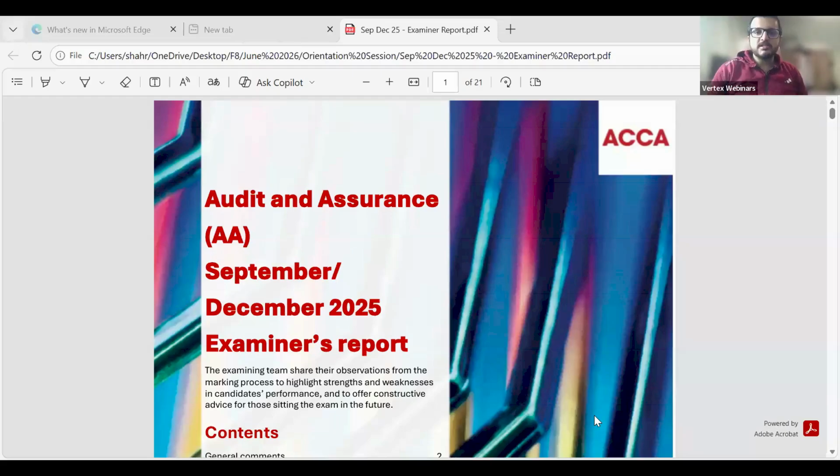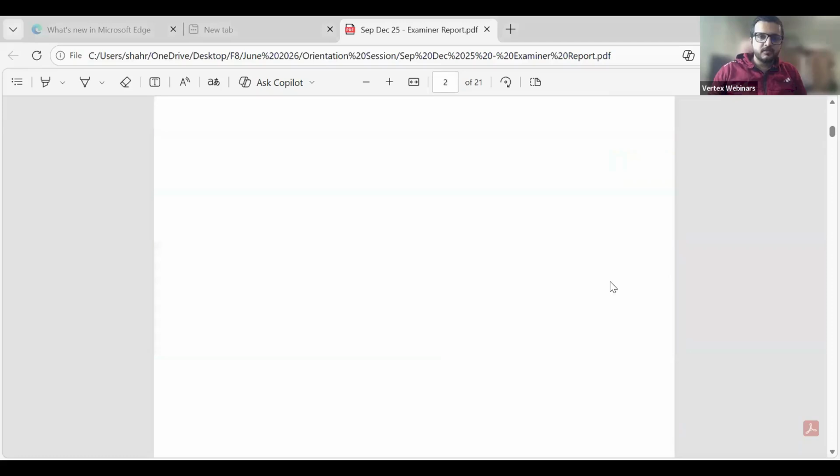Yeah, so can you guys see the September-December 2025 examiner's report? You don't have it in front of your screens. Can you guys see it? Just confirm in the chat box if it's visible. Okay, so if we move on, if you scroll down, we're not going to see everything.